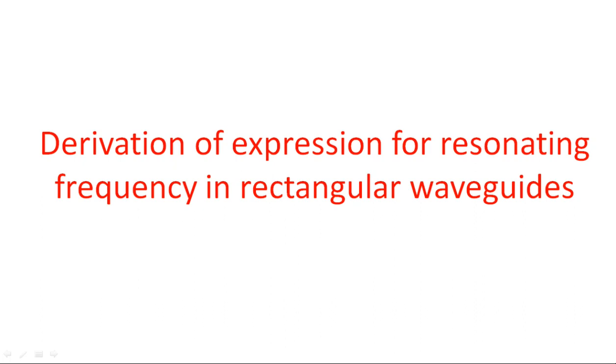So what do you mean by a cavity resonator? The cavity resonator concept is applicable for both rectangular waveguide and circular waveguide. I have already explained in the previous video what a cavity resonator is, how the different types of resonant frequencies are generated, and what the different types of cavity resonators are. There are three types: rectangular cavity resonator, circular cavity resonator, and reentrant cavity resonator.